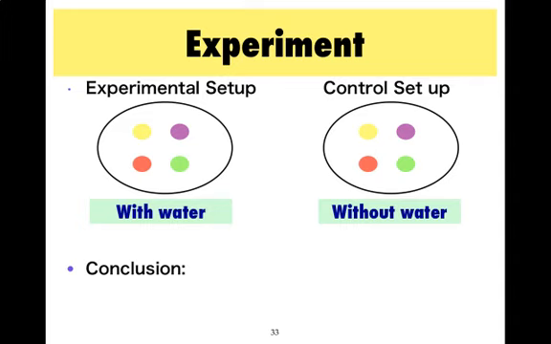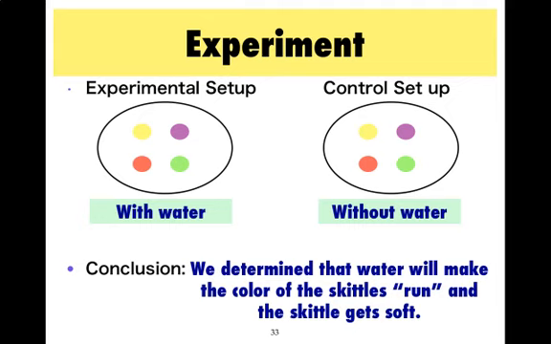So the conclusion that you should have come to after completing this lab is that we determined that the water will make the color of the Skittles run and the Skittles get soft. As an extra side note, I want you to continue this conclusion. I want you to tell me why the Skittles run and they get soft. So fill that in, and then that will conclude these notes.